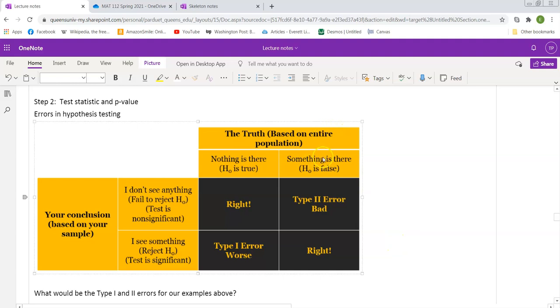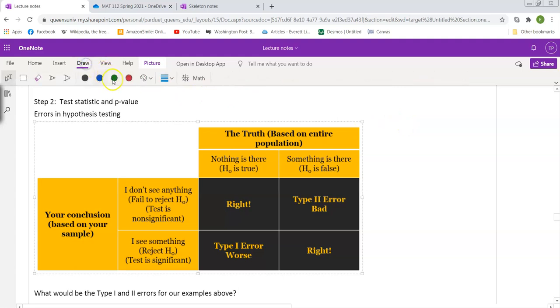So let's start by looking at the event that H0 is false. So if H0 is false, we hope that we would reject H0. And if that's the case, then we have a correct conclusion. Assuming, though, that if H0 is false, the test returns failing to reject H0, that's called a type 2 error. And we consider that to be bad.